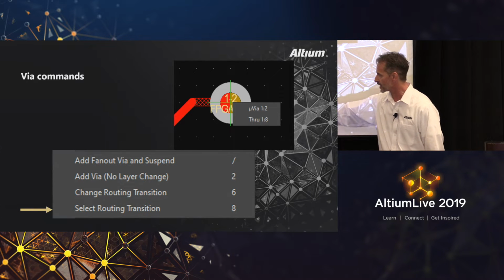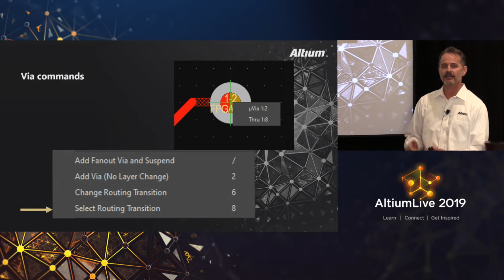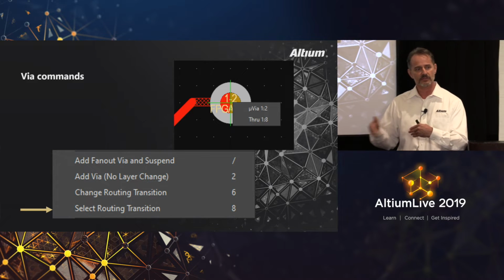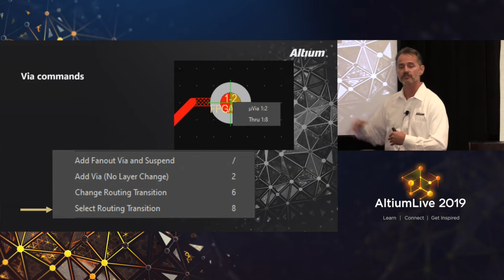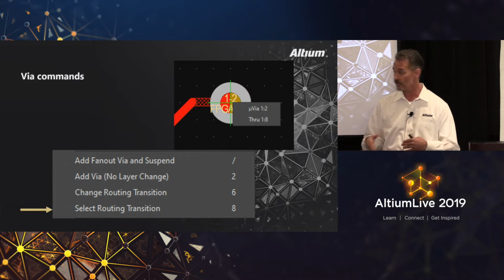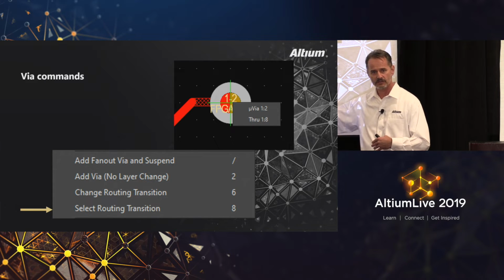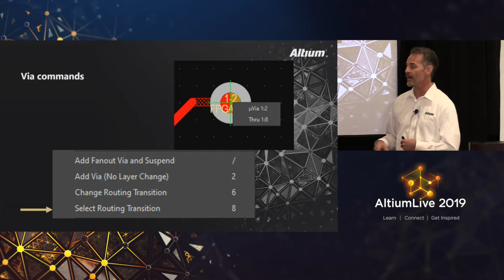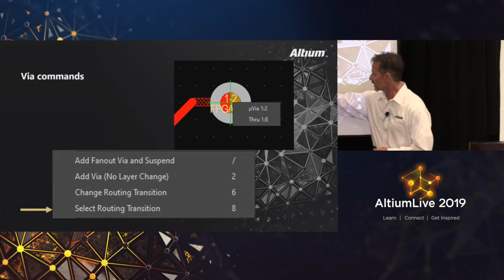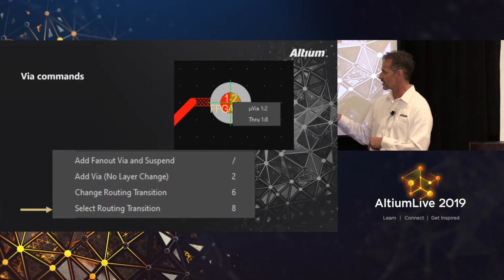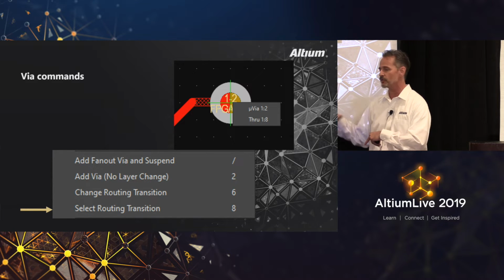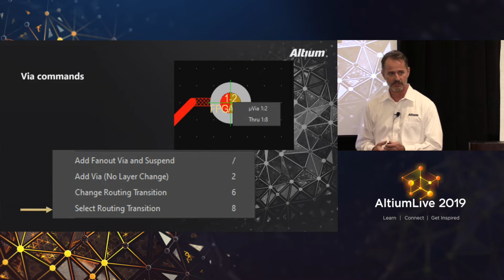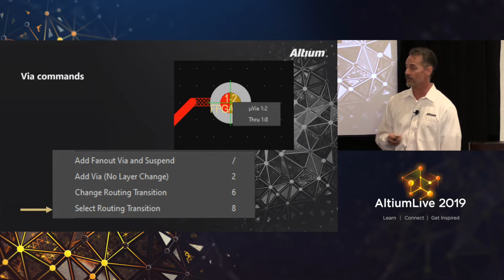6 and 8. So select routing transition. That allows you to choose, if you have several different drill pairs, the drill pair that you want to use. So if it's one, top to bottom, or if it's blind or buried, you can cycle that using the 8 key. And selecting 6, the 8 key brings a little pop-up. 6 will let you cycle through the available drill pair ranges.